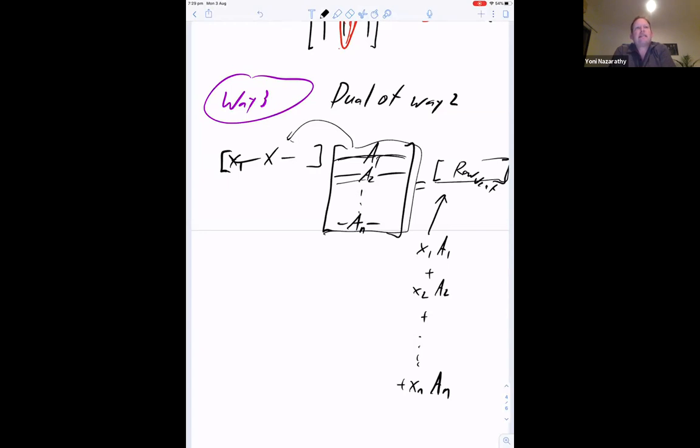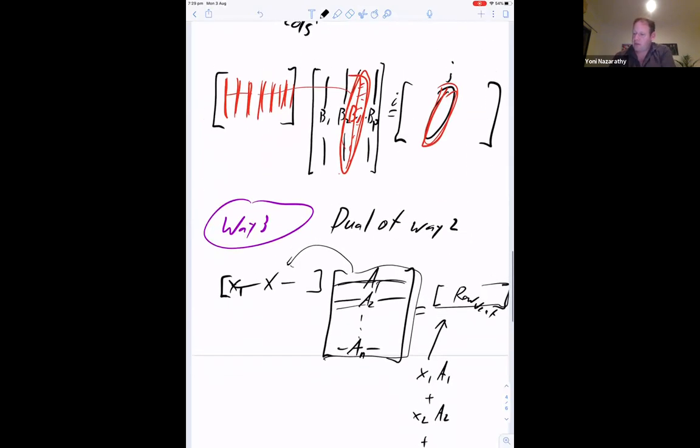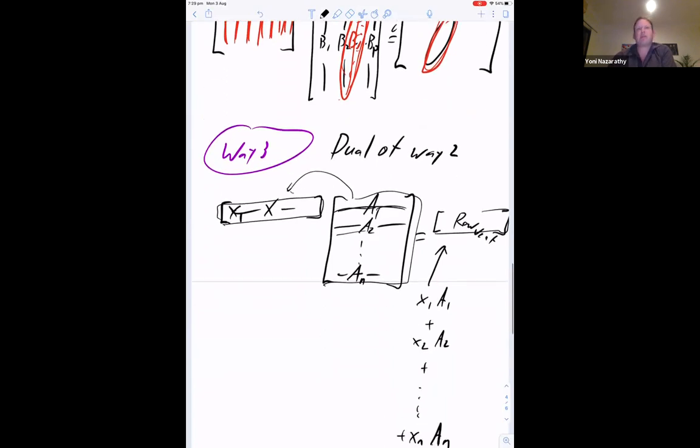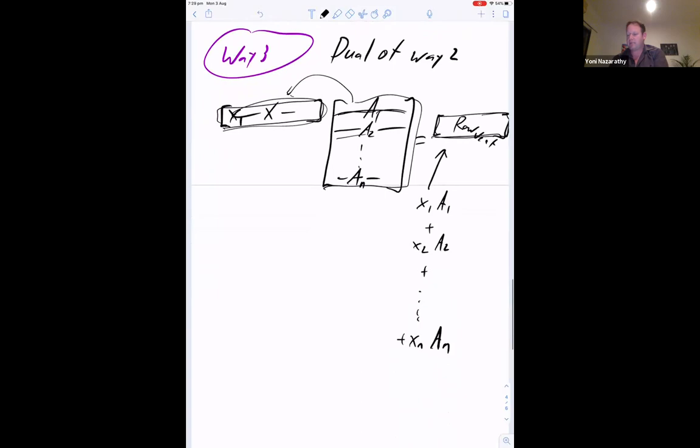Okay. So it's a linear combination of the rows. What I'm saying is that left multiplying by a row vector gives you a linear combination of the rows. So this row is a linear combination of the rows, where these are the elements of the linear combination.